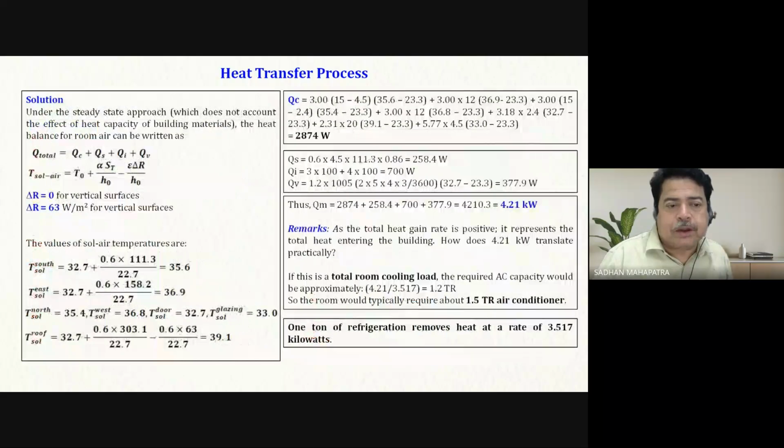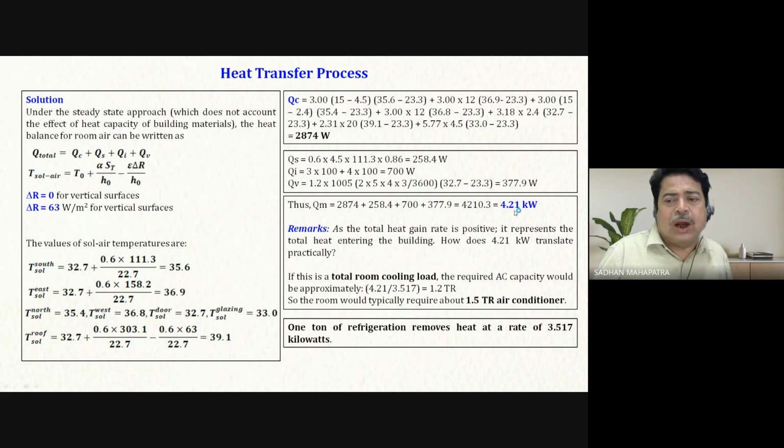Here we are not looking at the temperature variation throughout the day or the solar radiation variation throughout the day. So what we are basically taking into consideration is the delta R. This is not for a vertical surface, this is for a horizontal surface, that's wrong. This is delta R0 for a vertical surface. We try to understand T sol south, T sol east, T sol north, T sol roof, and then the heat gain through conduction. Then we look at the internal heat gain, the ventilation heat gain, and the total heat gain.